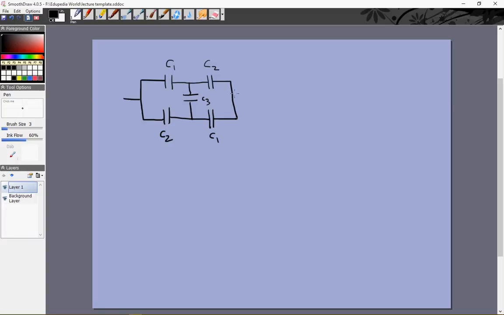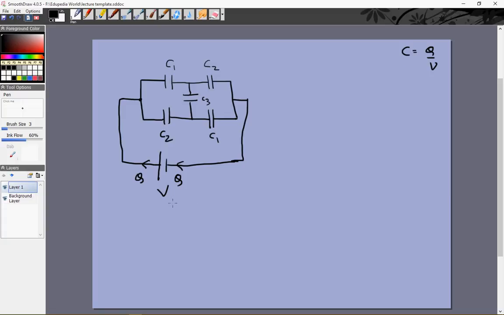Between these two ends, the ends will always be given. To find the equivalent capacitance between these two points is basically asking me that if I attach these two points to a battery, which has a total potential of V, and a charge Q flows out of this end of the battery and a charge Q flows into this end of the battery, then what is Q by V? That is C equivalent. Right, so that's all that we need to find out.